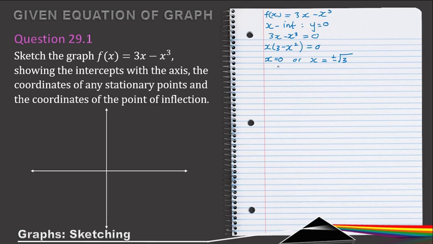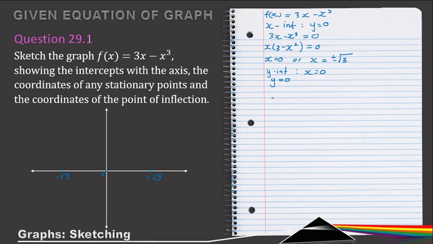Right, and then we plot those on the graph. So here we have the negative square root of 3. Here we'll have the positive square root of 3, and there we have our 0. And then to find the y-intercept, we just set x equals 0, and if we substitute in 0 here, we'll see that the y-intercept is at y equals 0. So this is also our y-intercept over here.